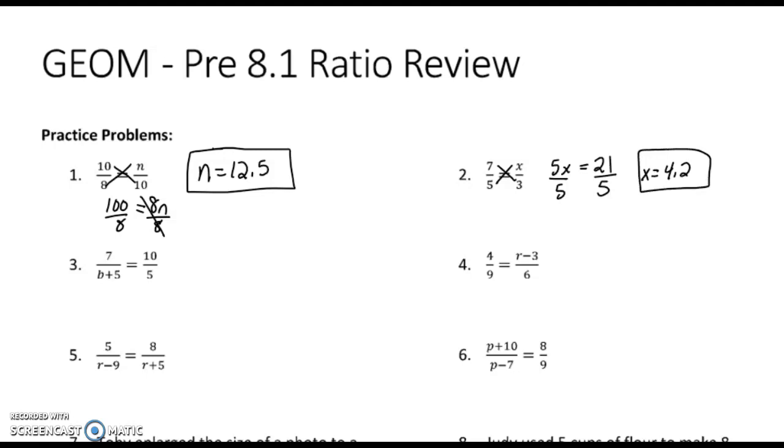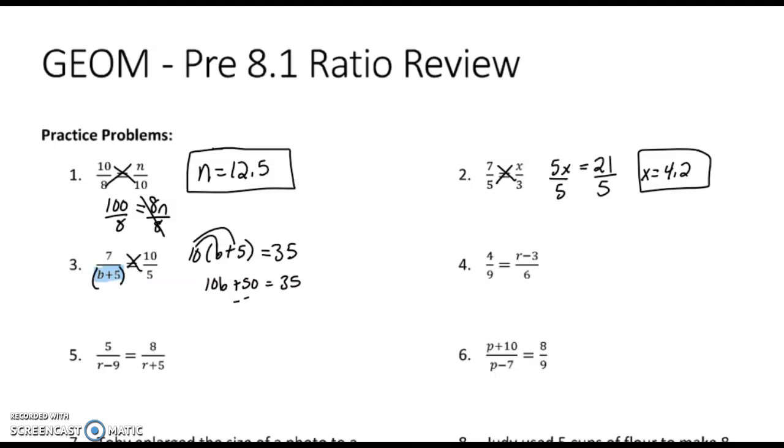Okay, number 3 is different because if you notice on number 3, the variable is not just by itself in the denominator, it is adding 5. So it's not just by itself. So when we cross multiply, we are going to do 10 times all of b plus 5. So you're going to have to distribute to everything. So 10 times b plus 5 equals 7 times 5 is 35. So then you distribute. So you have 10b plus 50 equals 35.